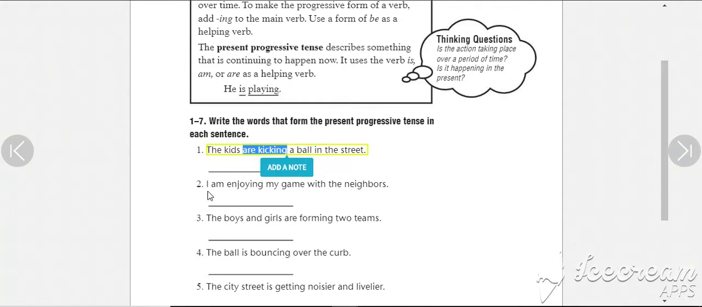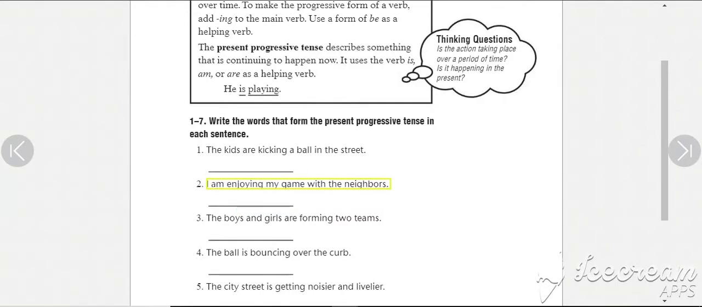The next one, I am enjoying my game with the neighbors. So what did I do? Am enjoying. So you have to focus on the verb because some of you may look at the end of the sentence. Some of you were distracted. Ask yourself this question: what did I do? What did the subject do? So it's easy to figure out the verb from the sentence.